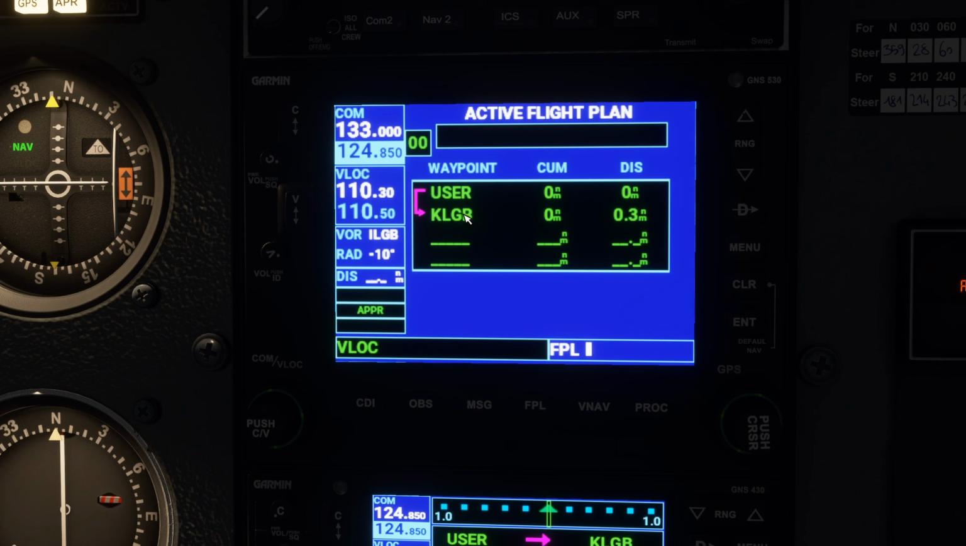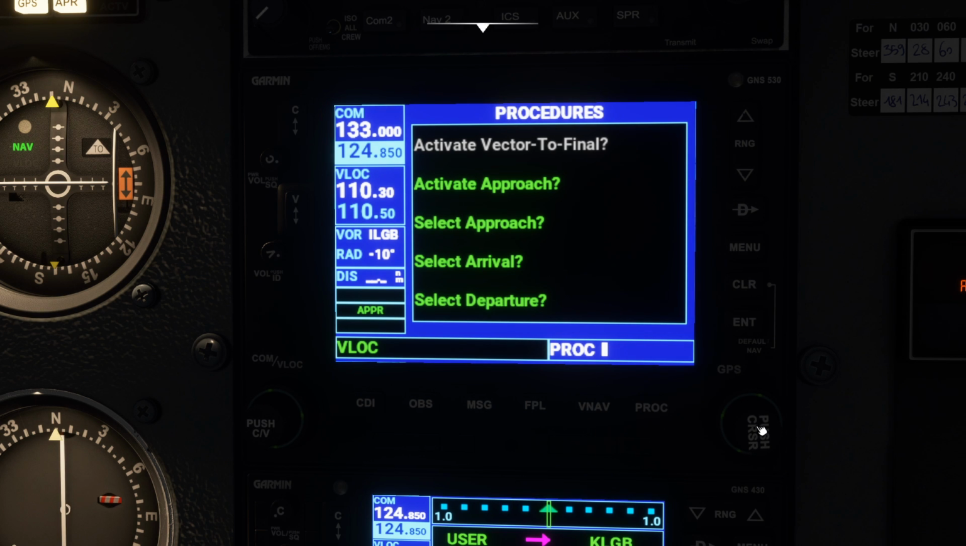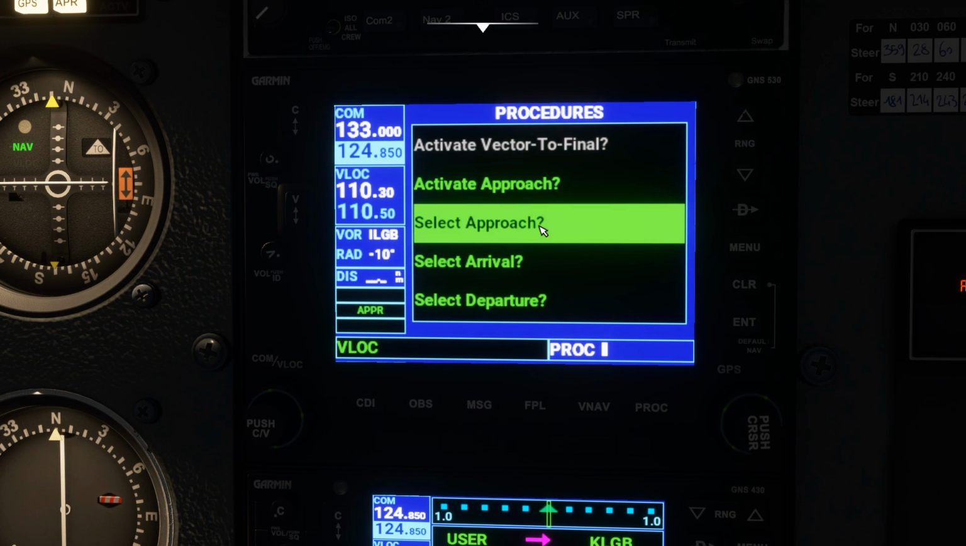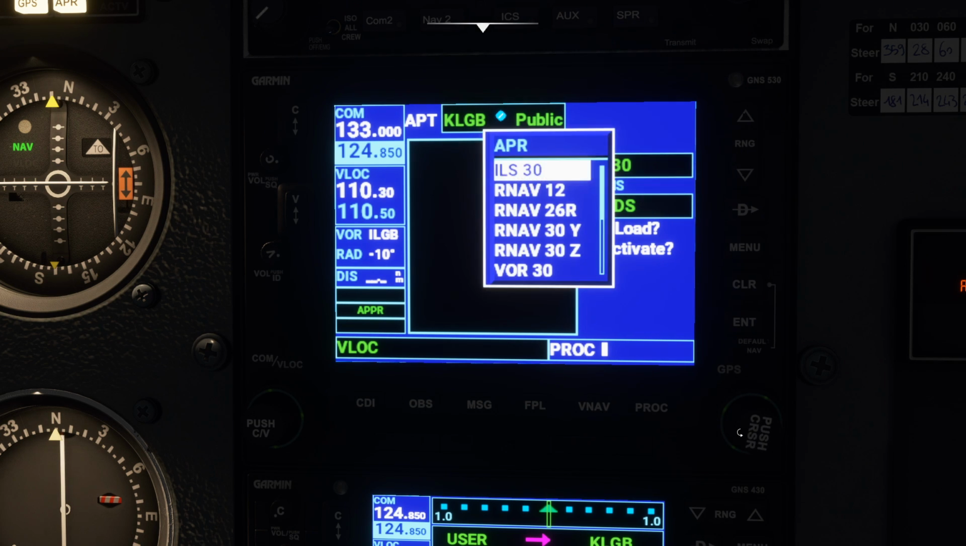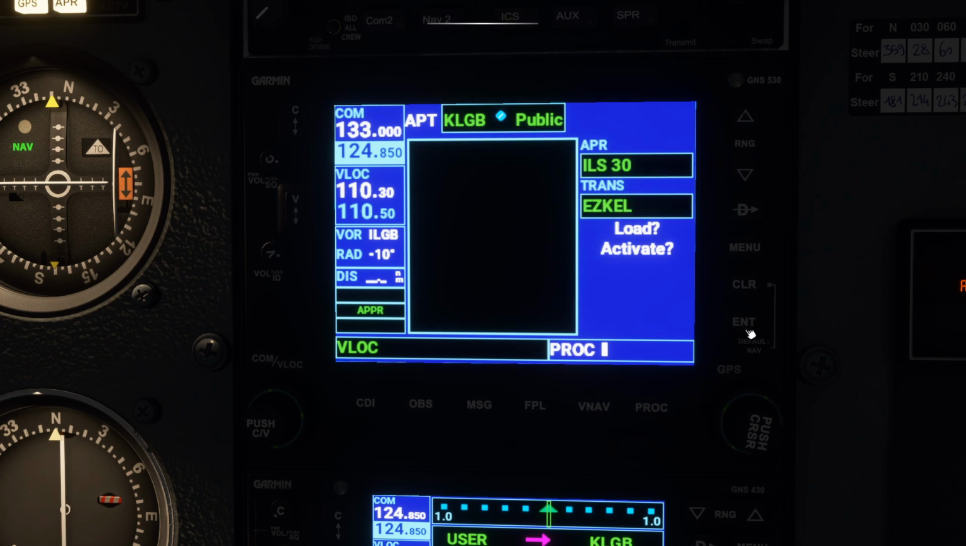So if we want to add the ILS approach, we click the procedures button down here, proc, click that. We go ahead down to select approach and hit enter. ILS 30 is right. And then a transition point of MIDS is also what we used. So I can leave that alone too. If you need to change either one, you just use the small dial on the right side here, the inner dial. That'll bring up the page and then use the outer dial to actually select one. So we've chosen ILS 30.